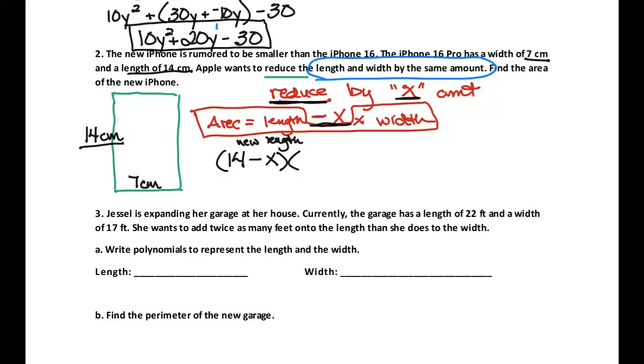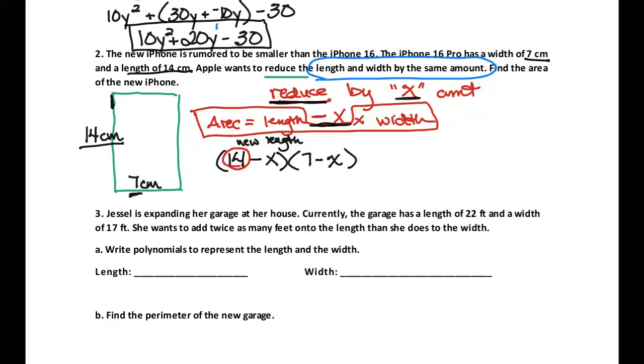Lens, what's my new width going to be? It was 7. Now it's going to be... does anybody know? Wouldn't it be 7 minus X also? You're taking X away from both, okay? Taking X away from both. So we got to multiply.